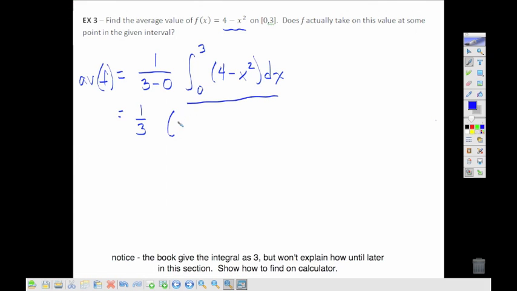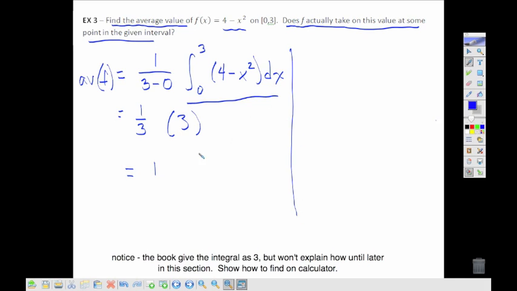So using that, since we've used our calculator, that gives us 3, and then we can multiply, and it gives us 1. Now that answers the first part of the question, find the average value. But we also need to look at the second part of this question. Does it actually take on this value at some point in the given interval? So what we're looking for is, is there anywhere that f of x is equal to 1?